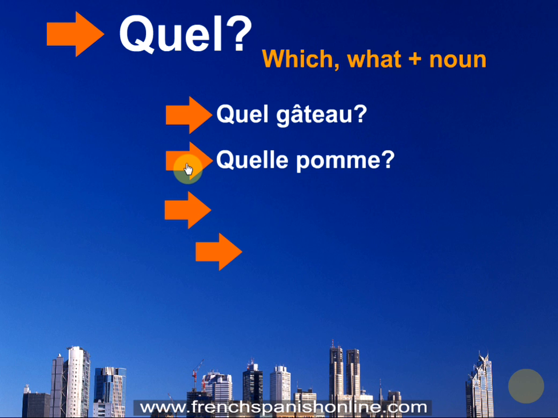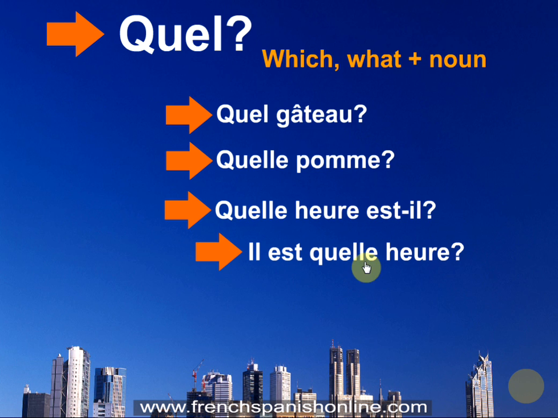Another example, what or which apple, quelle pomme. Here, as you can see, quel agrees with pomme, which is here feminine. So quelle, double L-E. An example with what. Do you know a question using what following by a noun? Yes, of course. What time is it? So in French, quelle heure est-il? So we also use quelle in this example. Of course, you can say quelle heure est-il and also il est quelle heure.